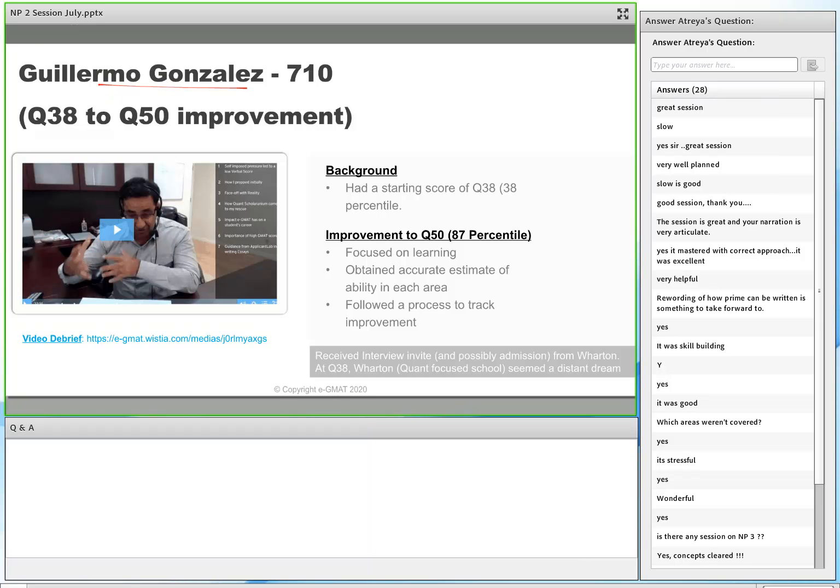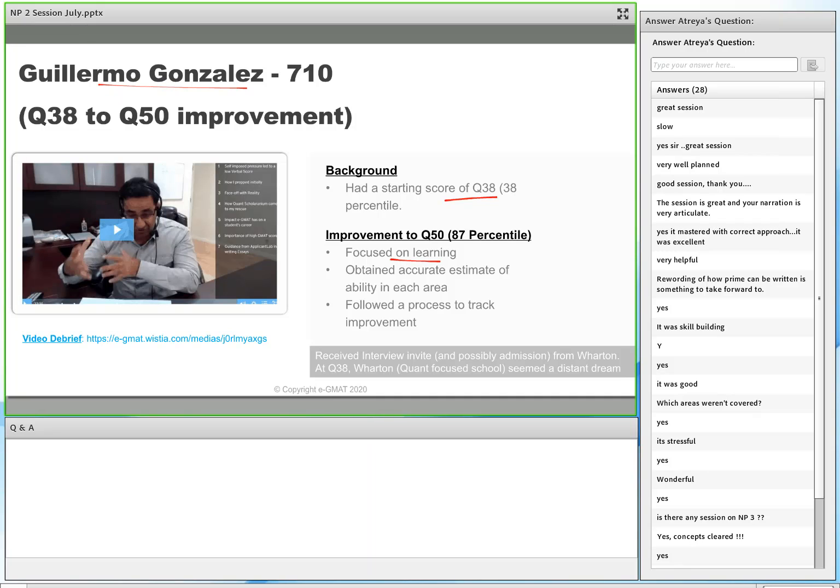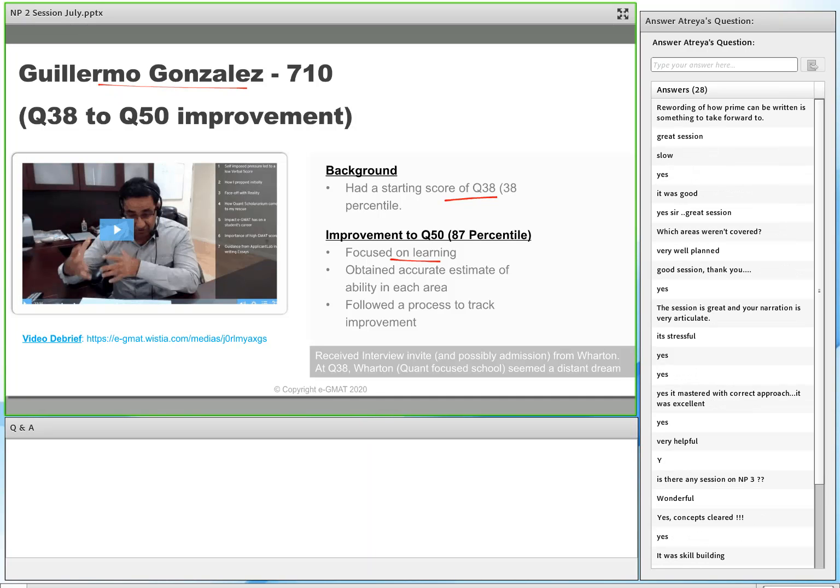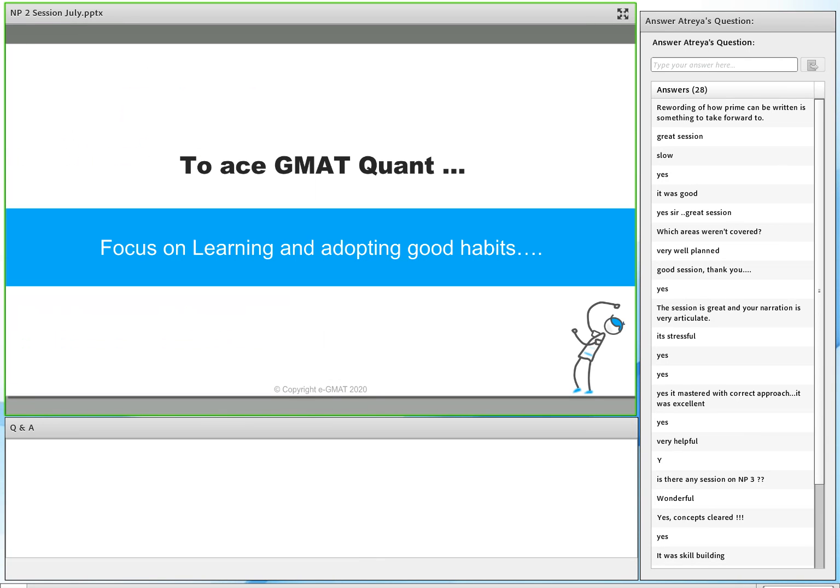Guillermo, my favorite example, he was stuck. There were certain areas that he was not being able to come out of. So stuck at a Q38, which is around that 38th percentile as well. He then focused on that progressive learning. How do you read Scholaranium data? How do you get into those weaker areas, improve on those weaker areas, and then essentially build upon that so that you get a good score. So you improve from a Q38 to a Q50 over here, gotten admits from Wharton as well.